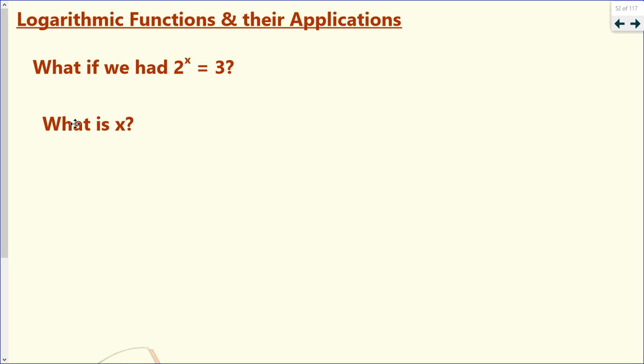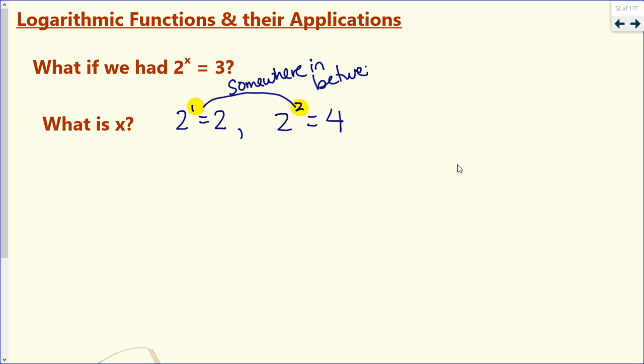And I think we could reason through it that 2 to the first is 2, so it's not 1. 2 to the second is 4, so it's not 2. So because doing 2 to the first yields 2, doing 2 squared yields 4, 3 is somewhere in between there. We're going to know x is somewhere in between these two numbers because 3 is in between 2 and 4.